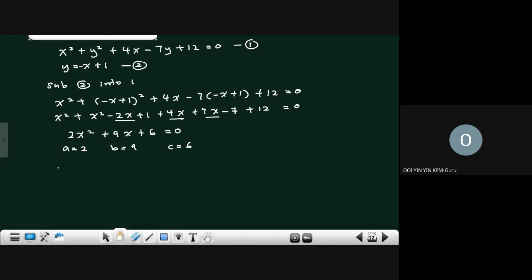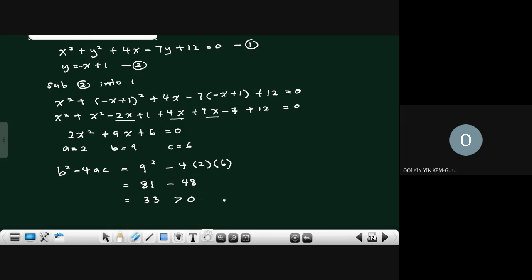Okay, so now we find our b square minus 4ac equals to your b square, 9 square, minus your 4. A is 2, your C is 6. Then all this you get your 81 here. And then 4 multiplied with 2, 8 multiplied with 6 will give you 48. Okay, 81 minus 48 is 33. Okay, also a positive number, greater than 0.